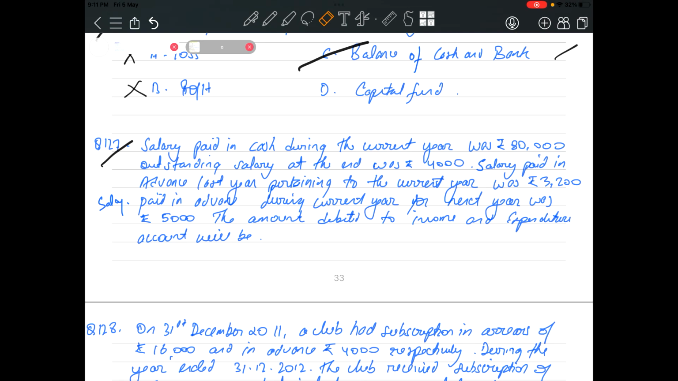Now let's read this question again. The first line, I hope it is clear. Salary paid in cash during the year was 80,000. During the year we have paid salary of 18,000. This is clear, right? Now outstanding salary at the end was 4,000. So basically it is talking about the current year. Outstanding salary is a liability for us, right? And at the end means closing liability.